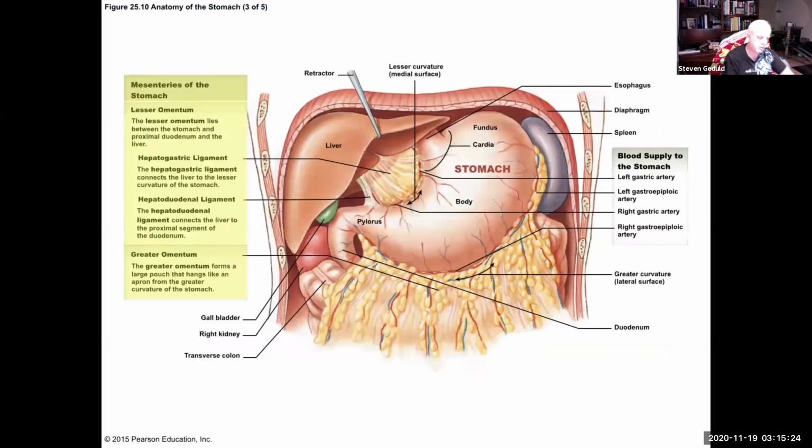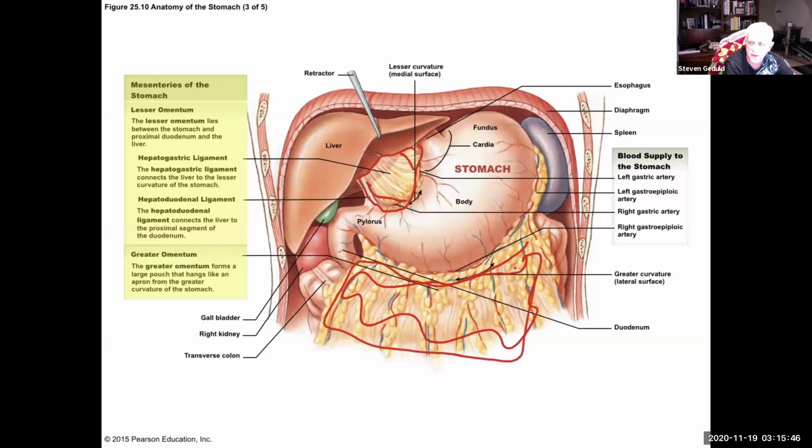All right, so this is what mesentery looks like, okay? All this fat and connective tissue that hold together. And again, the lesser omentum, okay, is between the liver and the stomach. The greater omentum comes from the stomach and covers all the small intestines and holds everything all in place.